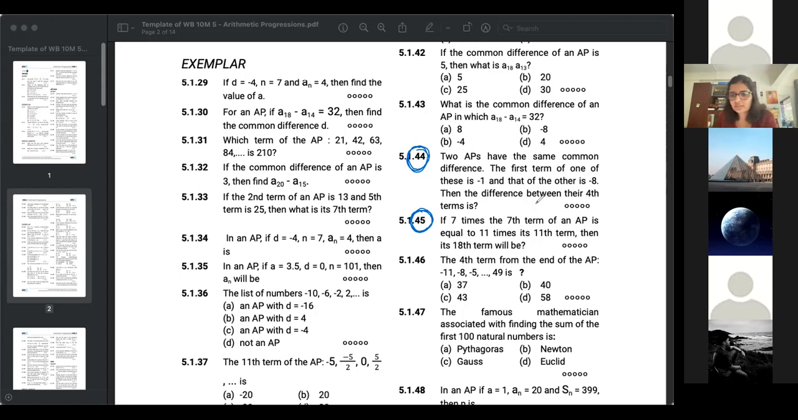Very nice. Puneet and Aditya, both 44, 45, you guys have solved. Absolutely correct. Mansi, Elena, and Neki have done question number 44, which is correct. So Dhruv and Anirban.